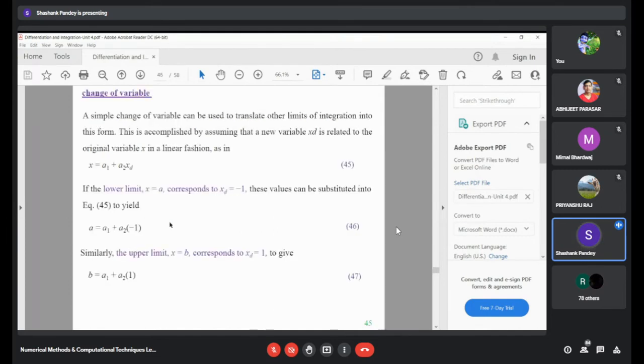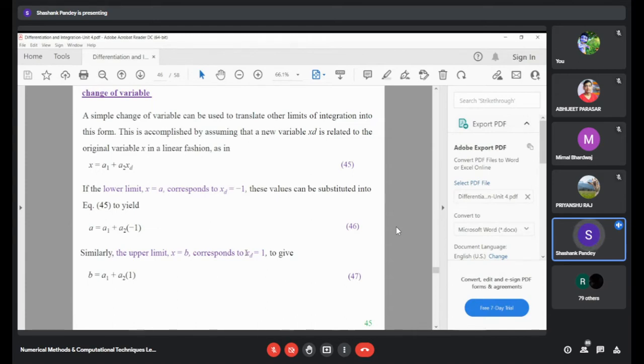Now, we used to do a change of variable at the plus two level while doing integration. Similarly here also, we wish to change the limits of integration so as to simplify the calculations. Suppose I assume a variable x related to the variable xt, and when x is equal to a, the variable xt is equal to minus 1, and when x is equal to b, xt is equal to plus 1.